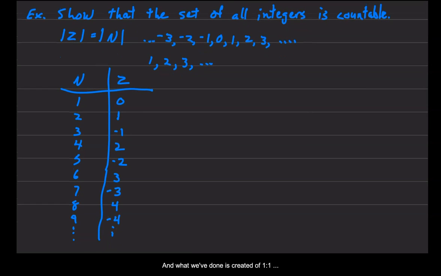And what we've done is created a one-to-one correspondence or a mapping of all the elements from the natural numbers to the integers. So in fact, we are able to count the integers. So this is a countably infinite set, just like the natural numbers is a countably infinite set.